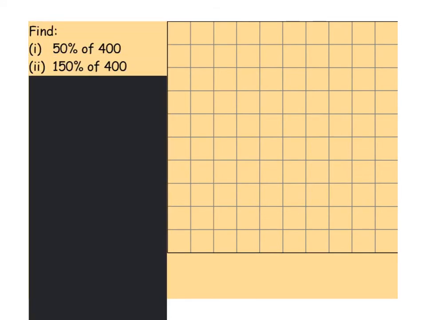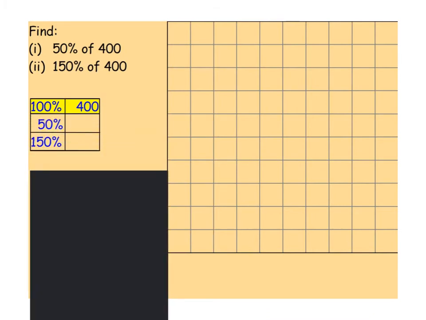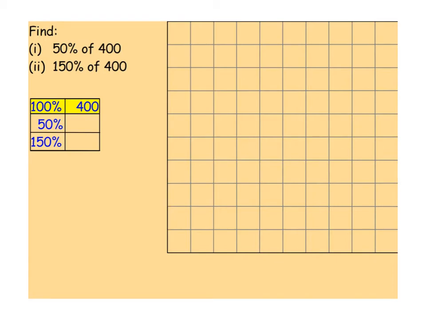Okay. Here's another one. 50% and 150%, and as always I'm going to start with 100% and I'm going to try and use it to find 50% and 150%. Now this time, if you would like to pause it before I even get started, then pause now and then come back and have a look after you've had a go at the question.